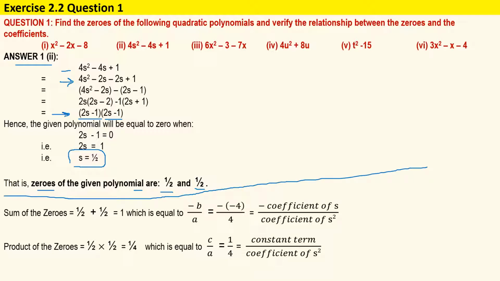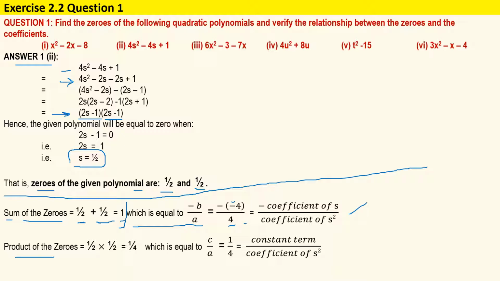Now let's start the verification process. The sum of the zeros is 1/2 + 1/2, which is equal to 1. This is what we have gotten because we found the two zeros to be 1/2 and 1/2. Now this sum, or this 1, is indeed equal to −b/a, because −b/a is equal to −(−4)/4, which is equal to 1. So we have verified this relationship.